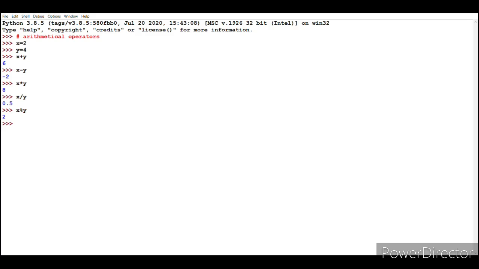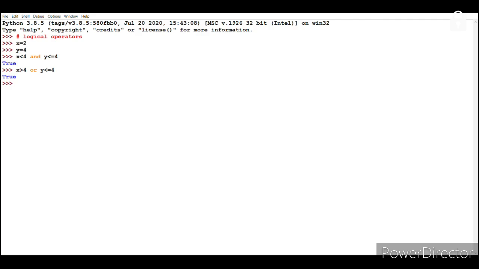Arithmetical operators. We have given the value of x as 2, y as 4. x plus y is equal to 6, x minus y is equal to minus 2, x into y is equal to 8, x divided by y is equal to 0.5 and x modulus y is equal to 2. Okay, now it's time for logical operators. Same values. x is less than 4 and y is less than or equal to 4. It is an AND gate, so both the conditions are true, the output is true.